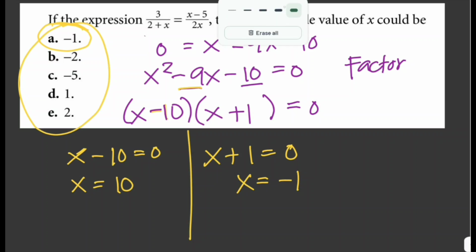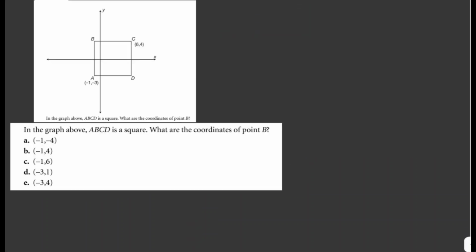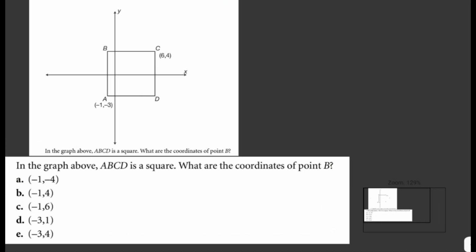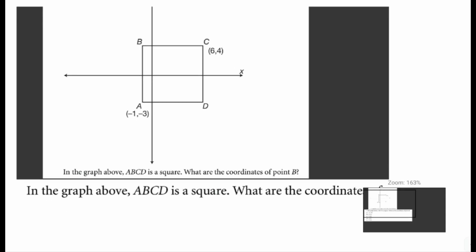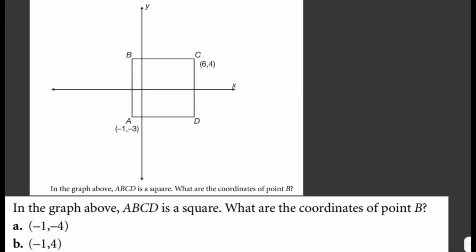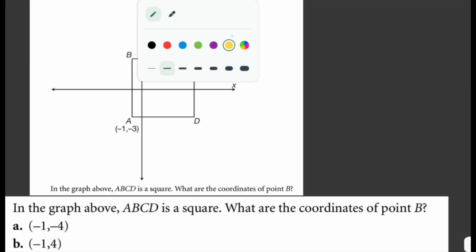Let's solve another problem. Alright, we're given here this graph. In the graph above, ABCD is a square. What are the coordinates of point B?